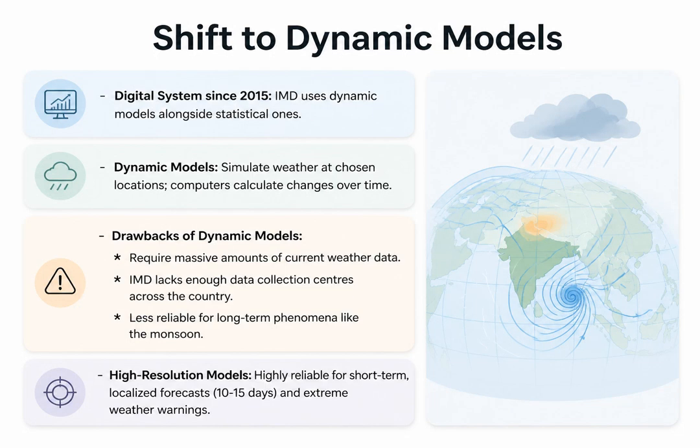Recognizing the flaws in purely statistical forecasting, the IMD introduced a digital dynamic system in 2015. Dynamic models use supercomputers to simulate the actual physics of the atmosphere in real time. The catch? These models require massive amounts of real-time data, and India currently lacks enough data collection centers to feed the models perfectly. While they still struggle with long-term seasonal monsoon predictions, these high-resolution models have become incredibly accurate for short-term, localized forecasts, helping warn farmers of impending extreme weather.